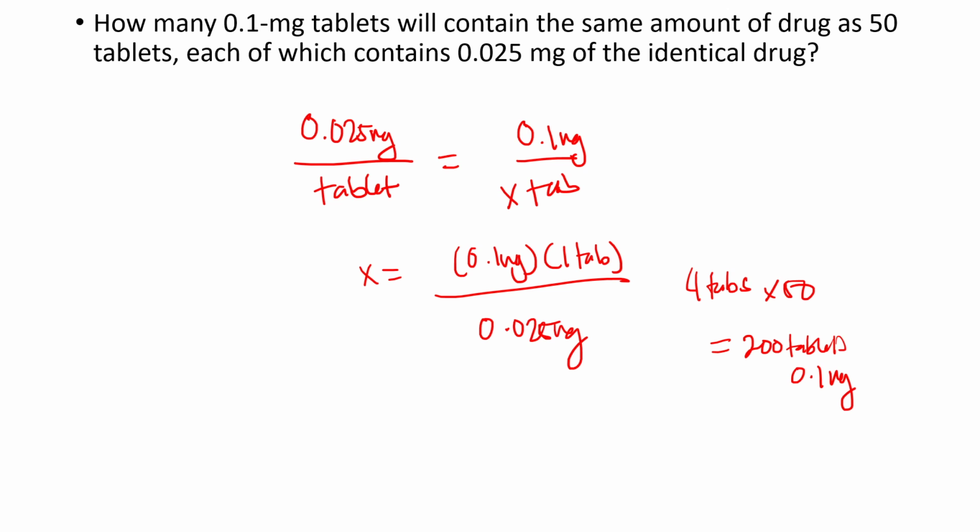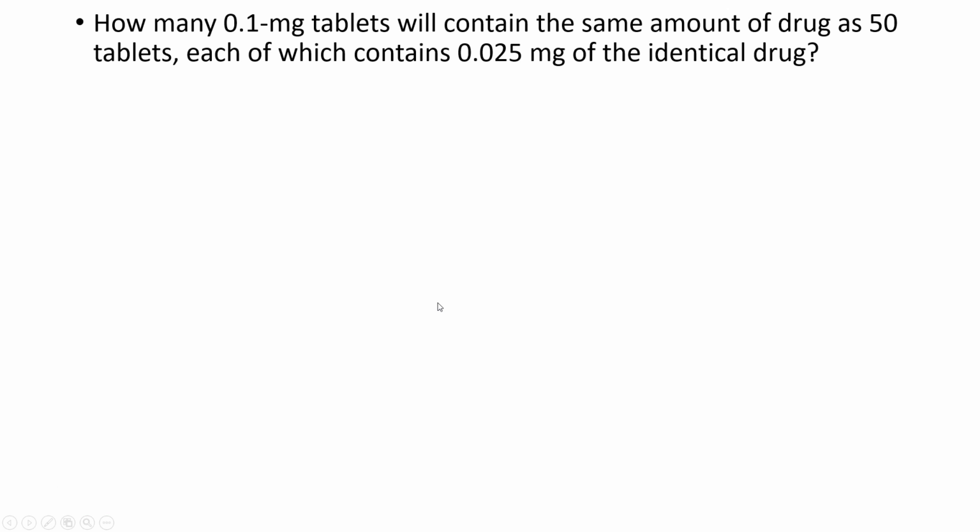I don't think that's correct. I think the correct answer would be different, because you have 50 tabs that contain 0.025, so that is actually already 1.25 milligrams. So how many tablets would be needed to give 1.25 milligrams?